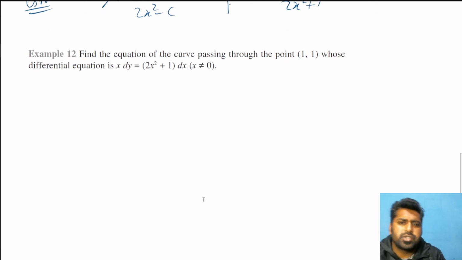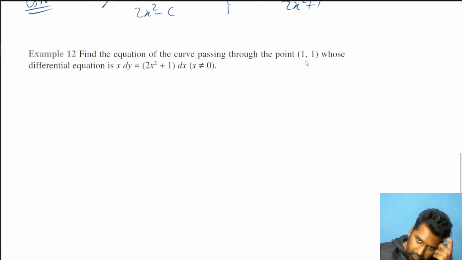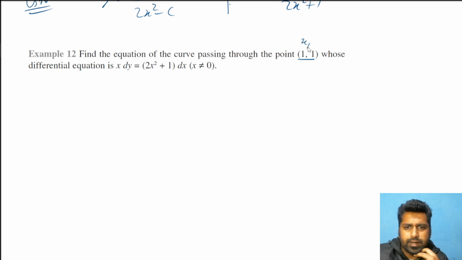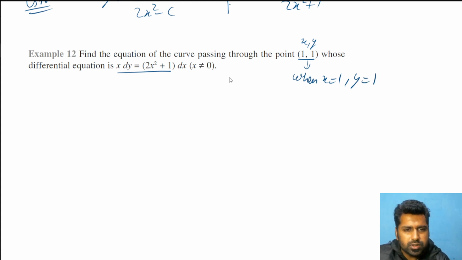Next question. It's saying find the equation of the curve passing through 1 comma 1. So this is the coordinate, x comma y, whose differential equation is given. You have to find the equation of the curve, which means you have to find a relation between y and x. And it is passing through 1 comma 1, which means that when x is equal to 1, y is also 1. So indirectly it is asking for what? A particular solution. So find the general solution first.